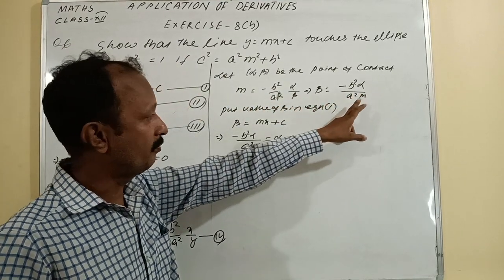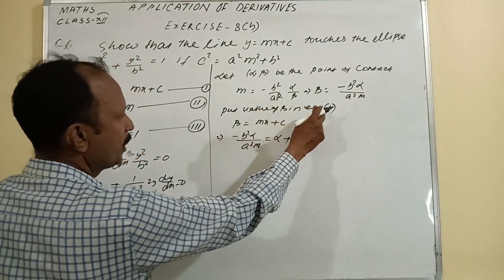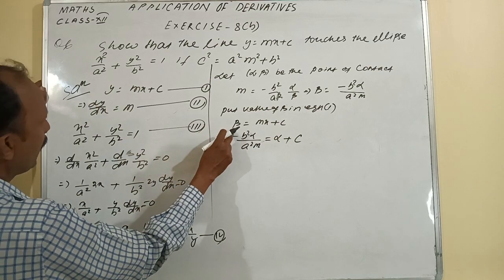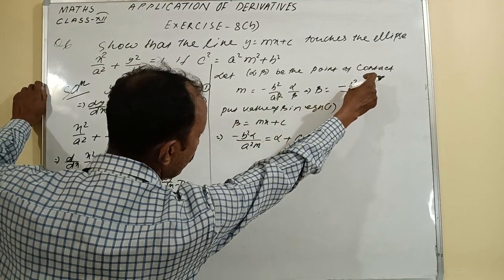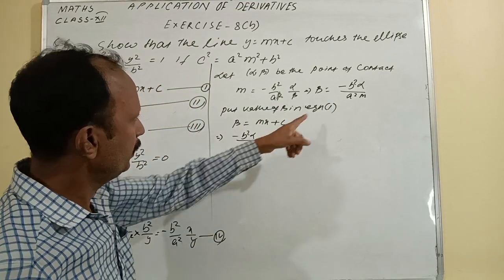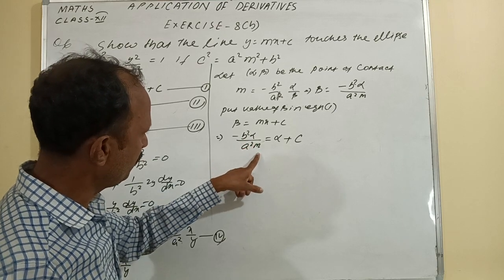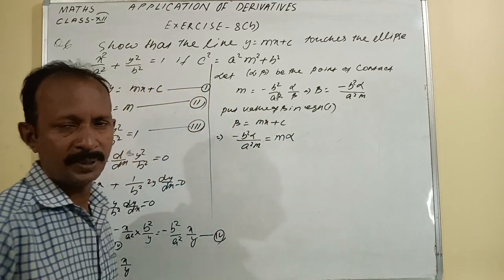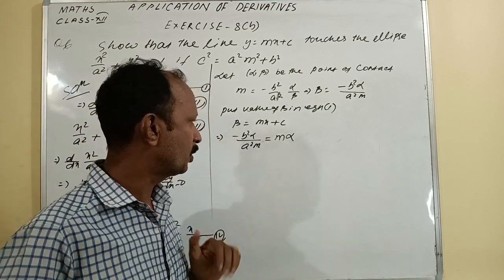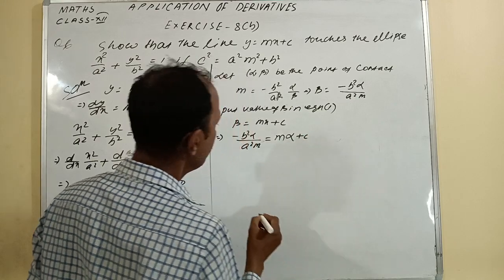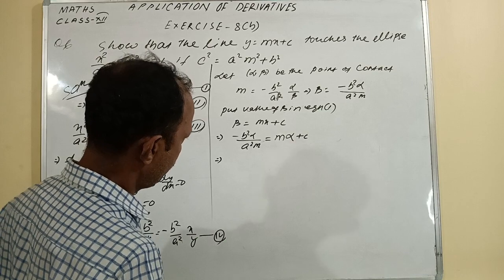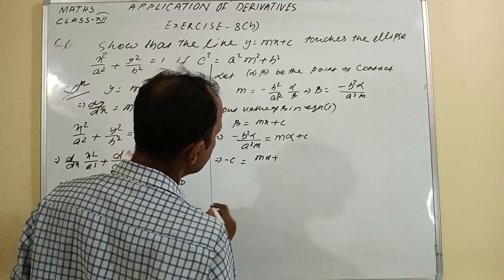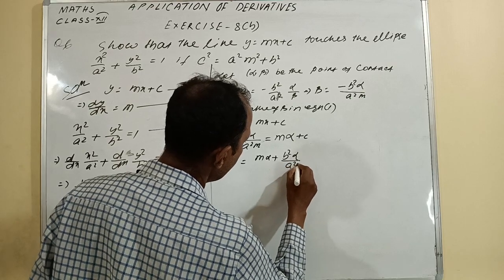m is equal to minus b² alpha divided by a² m. Put this value of beta in equation 1, y = mx + c. In place of y, I have taken beta, but beta is here minus b² alpha by a² m. So I have taken in place of beta minus b² alpha by a² m, plus m x, here in place of x, I am taking alpha, because alpha and beta is the common point, that is the point of contact. So m alpha plus c implies that, so I can write that, suppose minus c is equal to m alpha plus b² alpha by a² m.